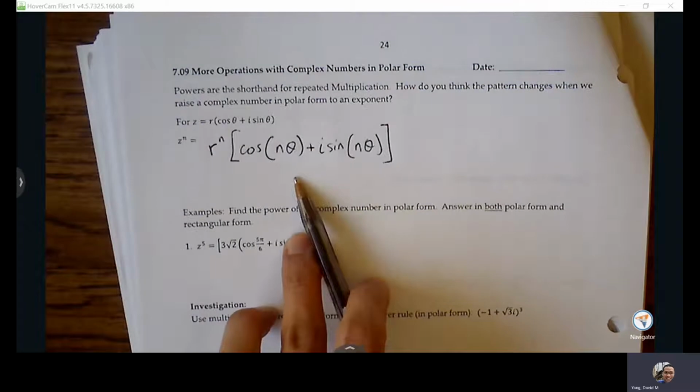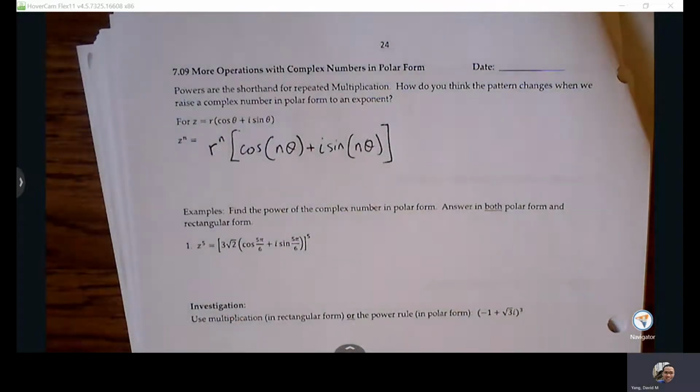Okay, go ahead and copy this down. So if I have a complex number raised to a power, I can think of it as the radius raised to that power, but then the angle measure is going to be multiplied by the n. We're not going to raise the theta to the nth power.